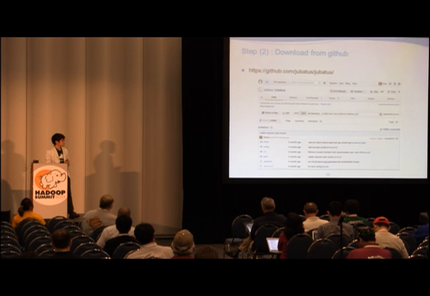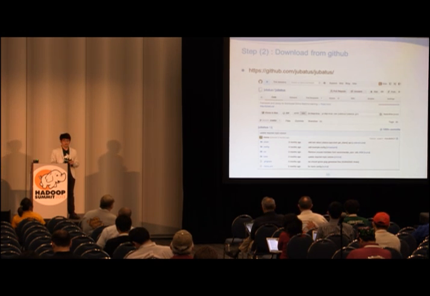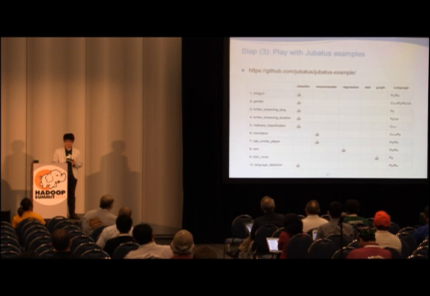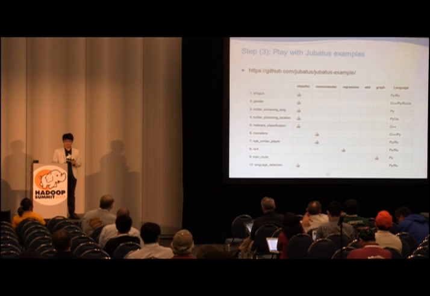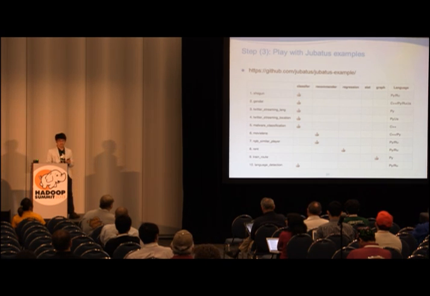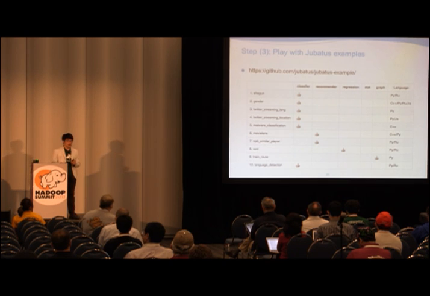And after that, if you are familiar with Jubatus, you can download it from GitHub, as you always do. And please play with the Jubatus examples. We have another repository for Jubatus examples, with many toy examples for many machine learning tasks: classification, recommendation, regression, and graph analysis, with many languages. By looking into that, you can learn how to use Jubatus from many languages.